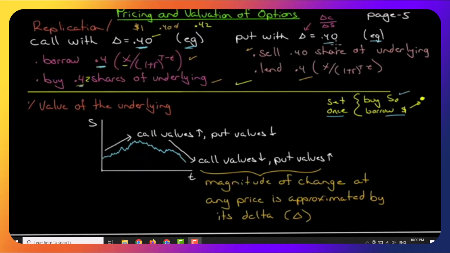You're just short selling first and then lending the money. You're going to see a lot more of this at level 2.